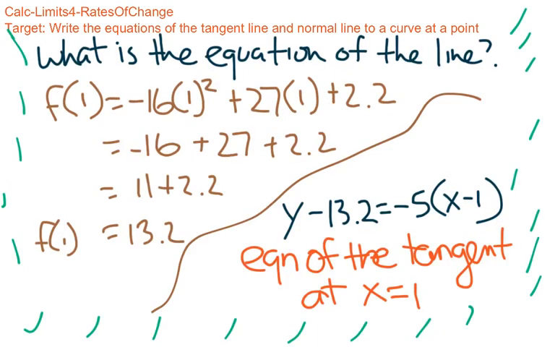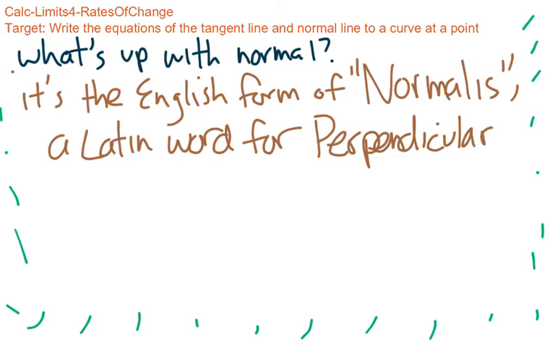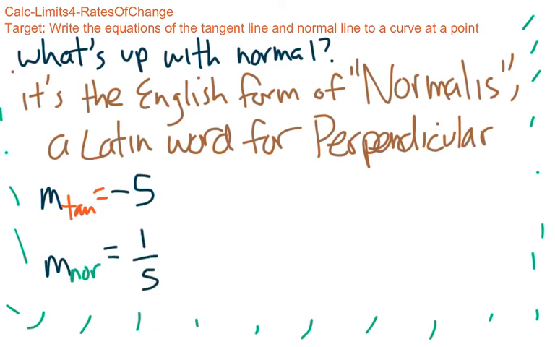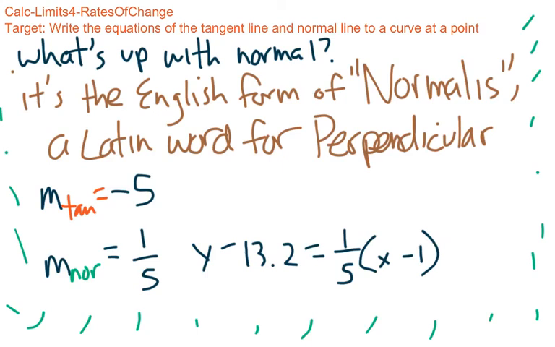So let's go back here. We see that this equation for the tangent is y minus 13.2 equals -5, etc. So we're going to use it. I'll say m tangent, the slope of the tangent, is -5, so the normal slope would be 1/5. That means we have y minus 13.2 equals 1/5 times x minus 1. And just so you have them next to each other, y minus 13.2 equals -5 times x minus 1.